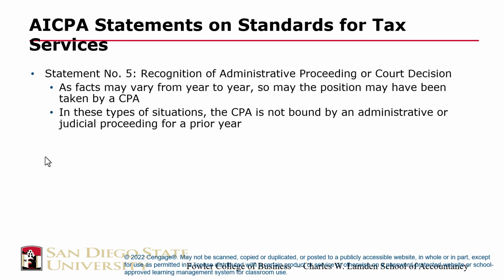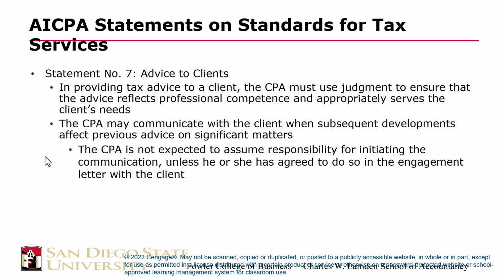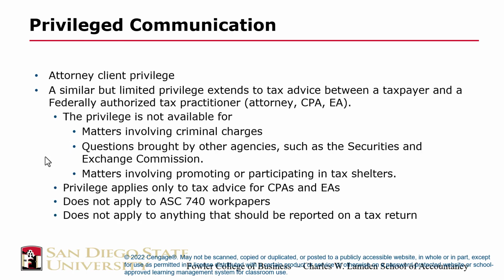You can prepare estimates. You can read about those. Knowledge of error, this is a pretty important one. To the extent you've identified an error in a taxpayer's return, you are in fact required to advise the client of that error. It is not to be disclosed to the IRS without the client's consent. If it's material and it's not corrected, you can choose to excuse yourself from the engagement and not prepare this year's return, but you are not required to do so. And then you can read advice for clients on your own as well. Those are all in the book.